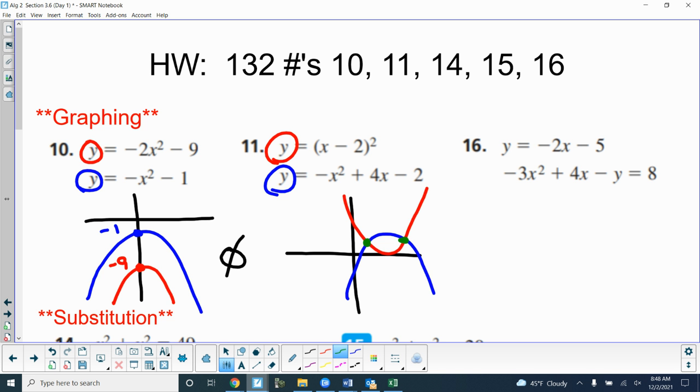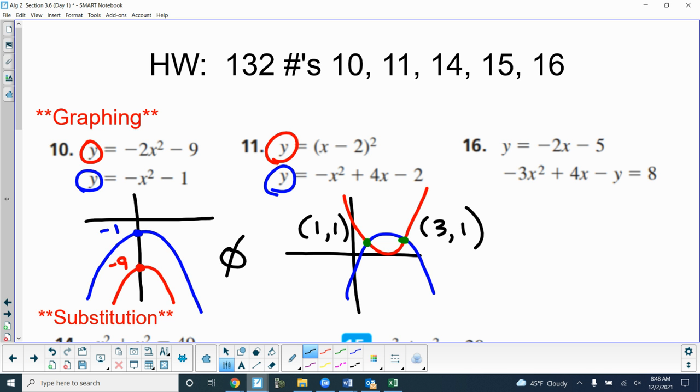So you hit your second trace for calculate, number 5 for intersect, and get your cursor close to this left one, and it'll give you 1, 1. And when you do second trace, calculate, number 5, and move your cursor over towards this right one, you'll get 3, 1 for the points of intersection.